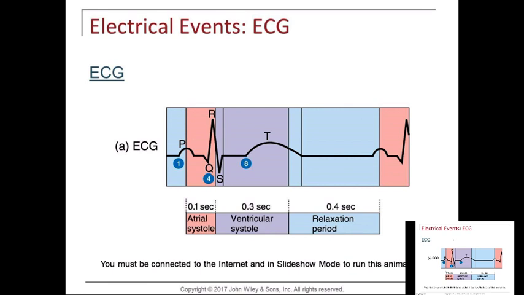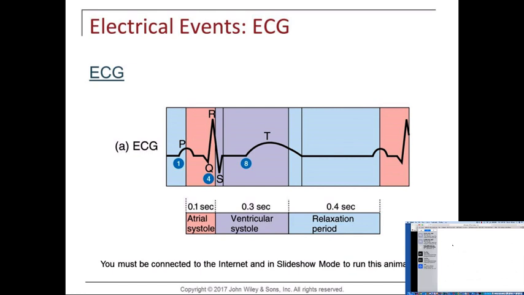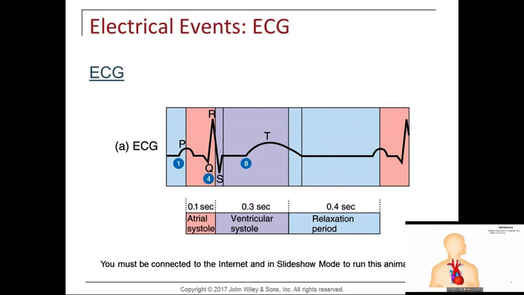Okay, let's look at the EKG, the P wave, the QRS, and the T wave. The heart beats about 100,000 times each day. One heartbeat consists of a cycle of events that lasts about 0.8 of a second. Each cycle includes the contraction and relaxation of both the atria and the ventricles.